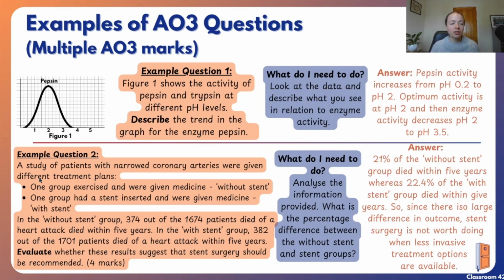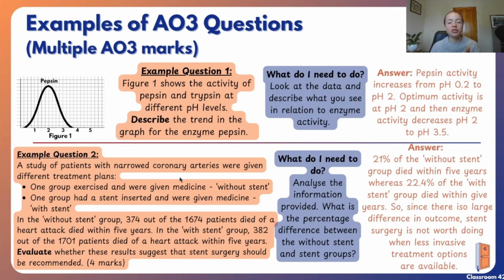And so, for example, question 2, this is a slightly longer one, let's read it all out. A study of patients with narrowed coronary arteries were given different treatment plans. One group exercised and was given medicine, so this is the without stent group, and one group had a stent inserted and were given medicine, with stent. In the without stent group, 374 out of the 1,674 patients died of a heart attack within 5 years. In the with stent group, 382 out of the 1,701 patients died of a heart attack within 5 years. So here you need to evaluate whether these results suggest that stent surgery should be recommended.